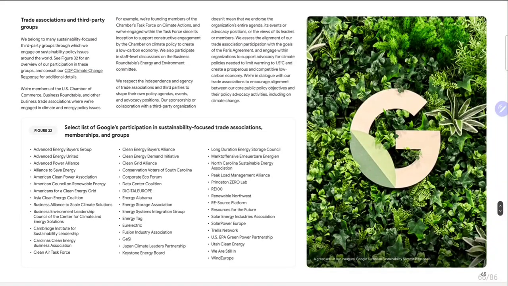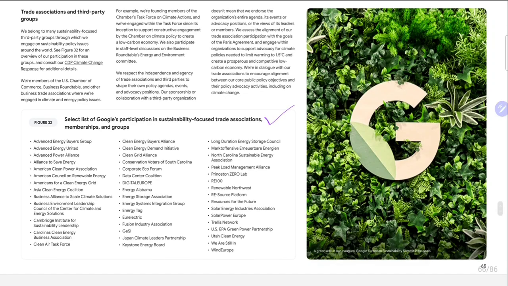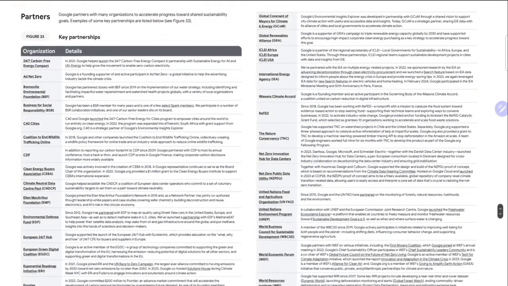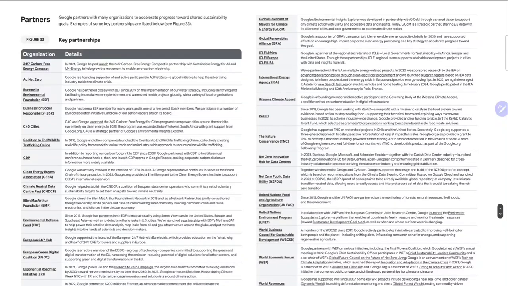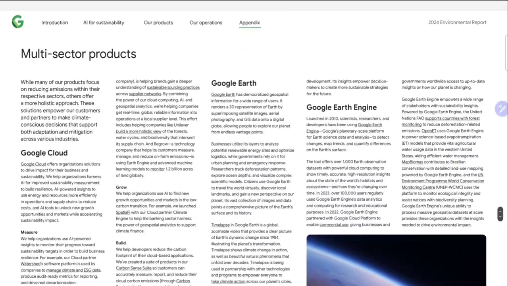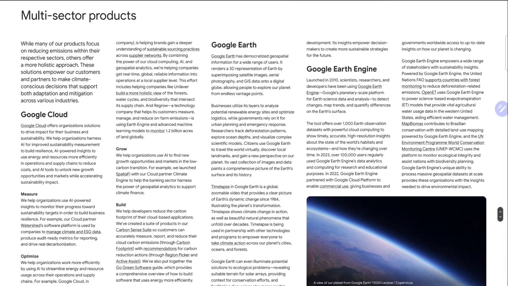Yeah, then trade associations and third-party groups. There are multiple organizations whose lists have already been highlighted here. Sustainability-focused trade association memberships and groups, so that information is given. Then you see the details we have discussed related to the multiple topics, and their full explanation or description is also given, which you may find very useful.